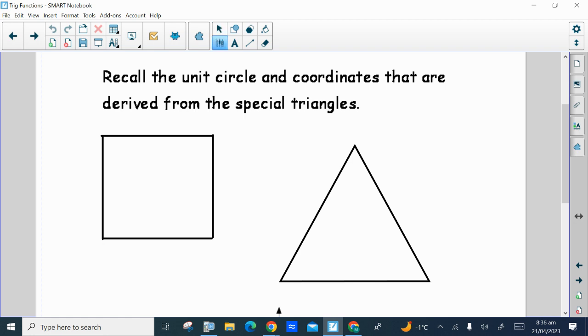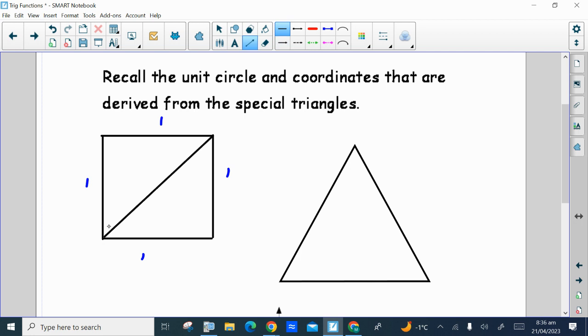The first one came from a unit square where each side is 1 unit long, and then a diagonal is drawn in there, which bisects the angles at the top and bottom left. It also creates a right triangle. It doesn't matter whether you use the bottom right triangle or the top left, the values will be the same.